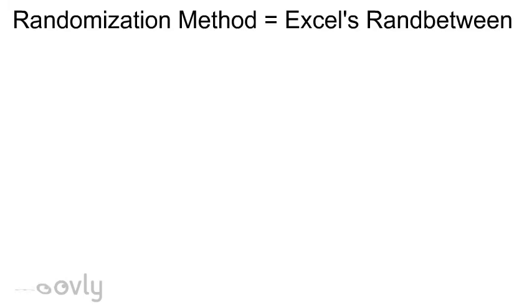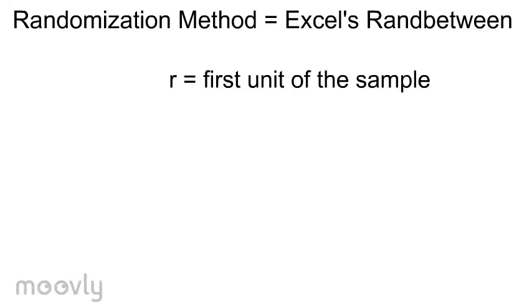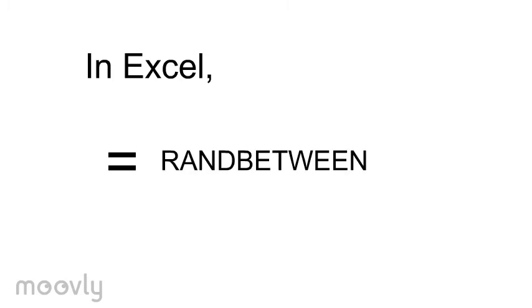After this, use a randomization mechanism like Excel's RANDBETWEEN to find R, which will be the first unit of your sample. Take note that R should be greater than or equal to 1 and less than or equal to k, the sampling interval. For our example, using Excel, we type in the formula equals RANDBETWEEN, open parenthesis 1, comma, 3, closed parenthesis, and whatever Excel chooses will be R, the first unit of the sample.